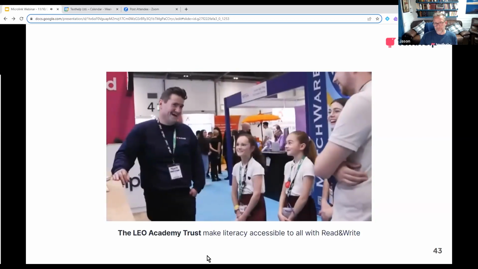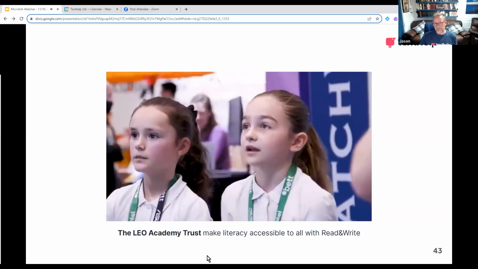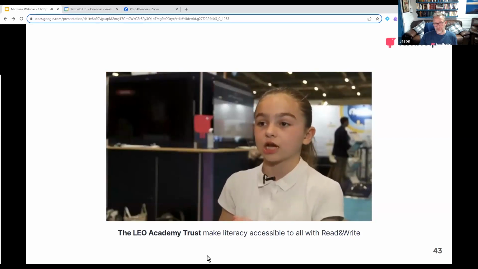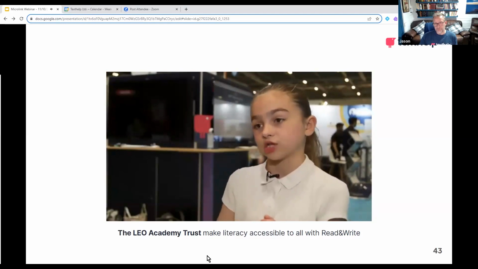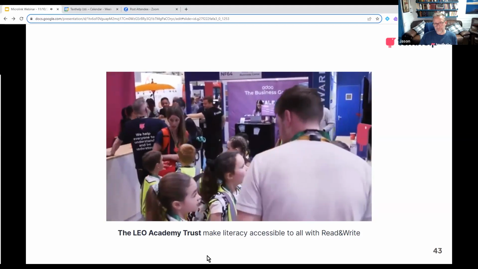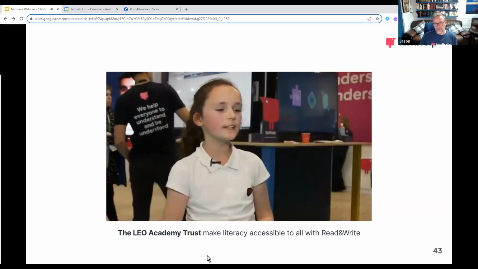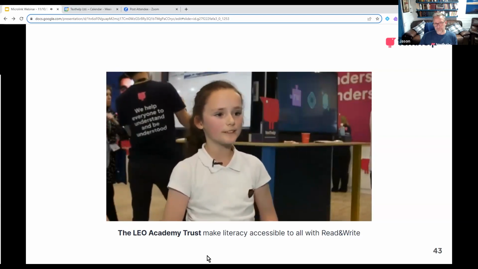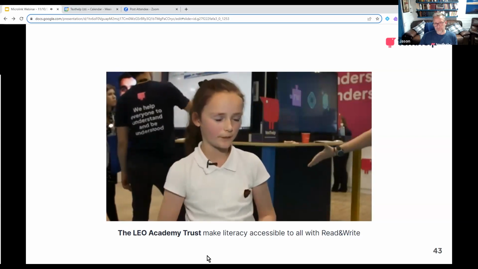TextHelp is really good, and it helps me a lot, because if I don't know the words, I can just highlight it and just go on a dictionary. And if I want to see what it looks like, I can just go on Pictionary. It's helped me quite a lot, because I used to not really understand much of reading or English, and I wasn't a big fan of it. But now, because of TextHelp and Read and Write, it's made me more interested in it, and it's helped me a lot to understand my vocabulary.